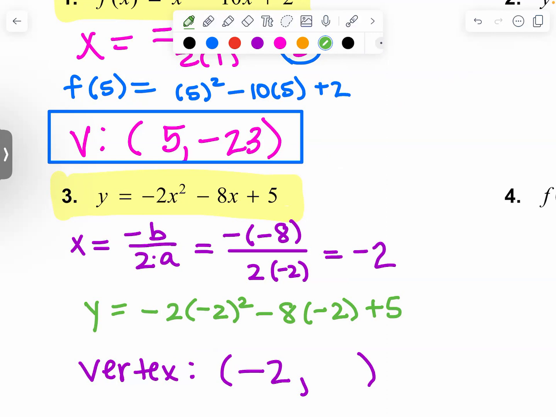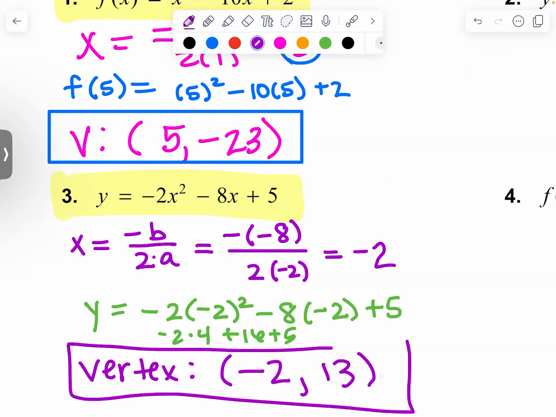So we have negative 2 times 4 plus 16 plus 5. Right? So it's 13? Yeah?